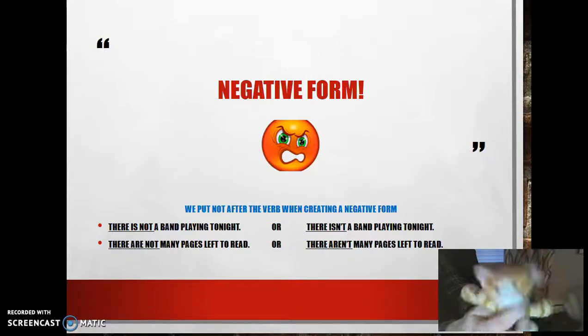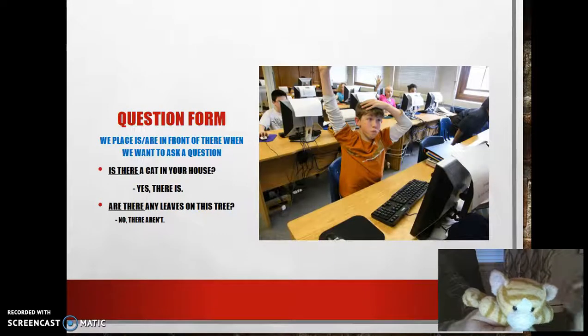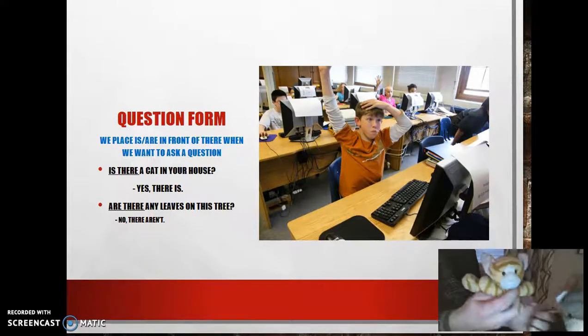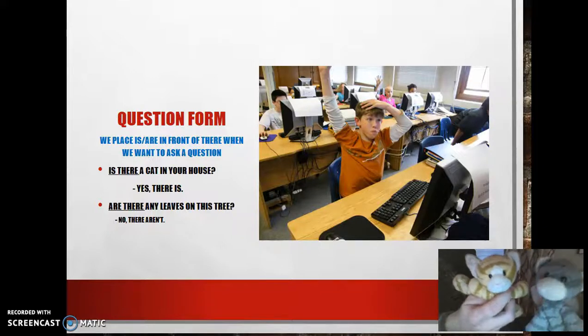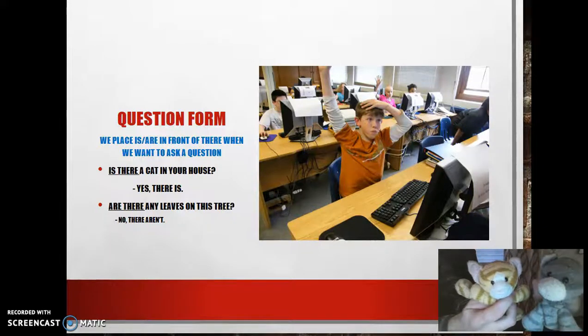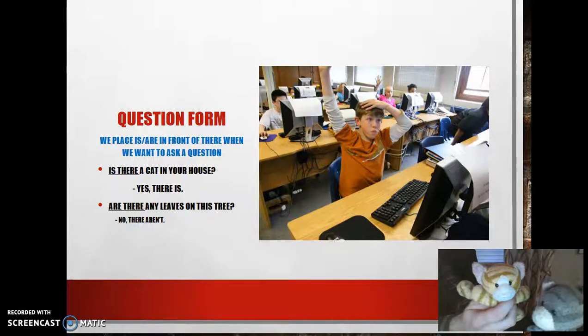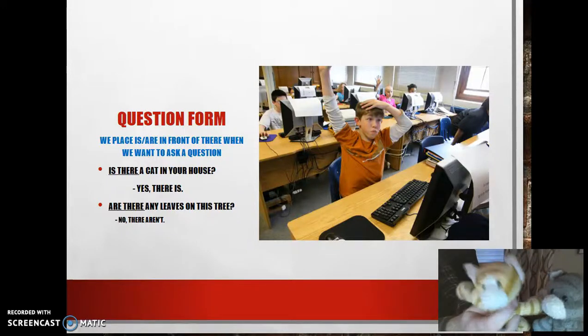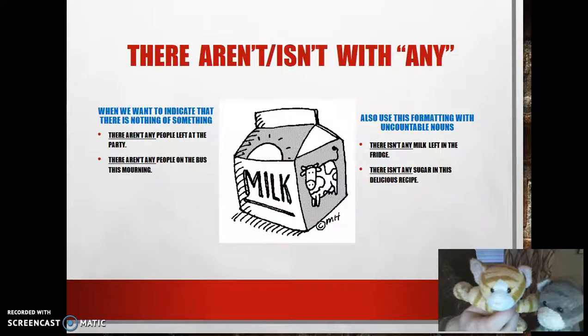Okay, the question form. We place there is or are in front of there when we want to ask a question. For example, is there a cat in your house? Yes, there is!